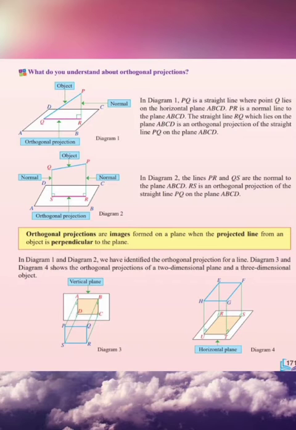So next, diagram 2. In diagram 2, the lines PR and QS are the normals to the plane ABCD. RS is an orthogonal projection of the straight line PQ on the plane ABCD. From both of these diagrams, we can know the meaning of orthogonal projection. In general, the definition of orthogonal projection is the image formed on a plane when the projected line from an object is perpendicular to the plane.